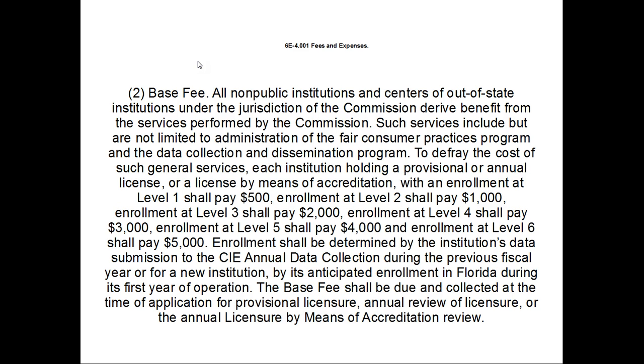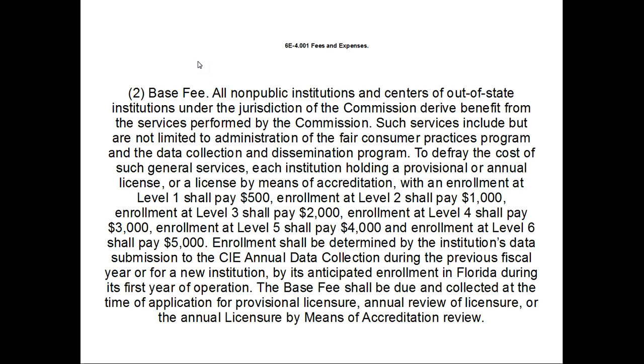Fees and expenses. Base fee. All non-public institutions, centers or out-of-state institutions under the jurisdiction of the Commission derive benefit from services performed by the Commission. Such services include, but are not limited to, administrative and fair consumer practices programs, data collection, and disseminating programs. To defray the cost of such general services, each institution holding a provisional or annual license, meaning accreditation, with enrollment at level 1 shall pay up to $500.